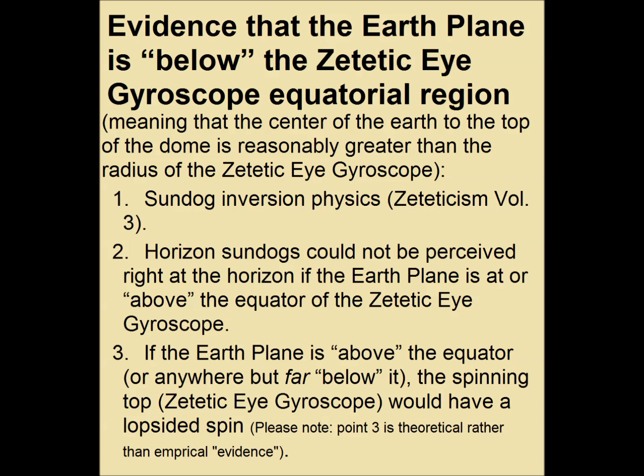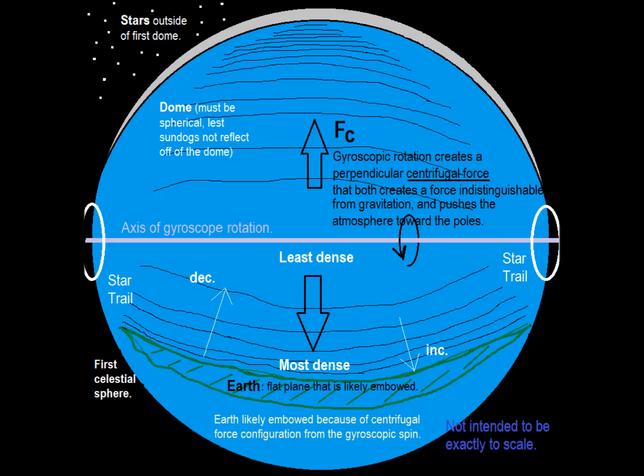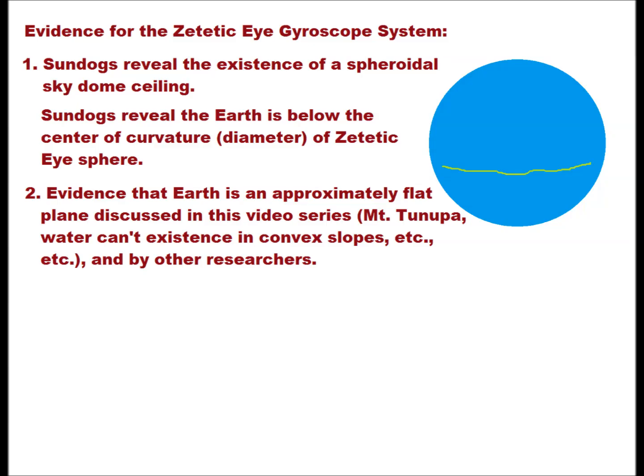If that empirical study is correct, then we know one very important element of the physical system that we live within, and that is that we have a spherical, incredibly smooth sky dome ceiling, in which the Earth appears to exist in the following sort of orientation you see on your screen right now, including having an embowed flat plane surface, which is caused by the centrifugal force of the Zetetic gyroscope system being what is actually referred to as gravity.